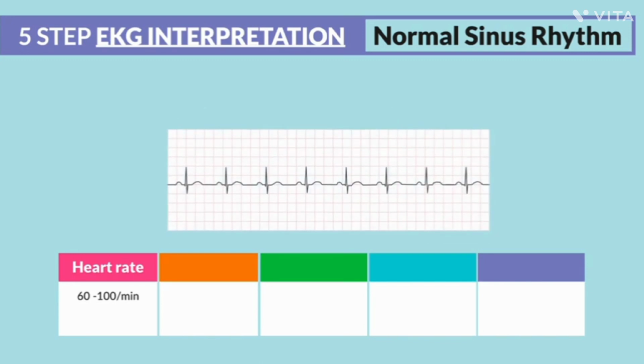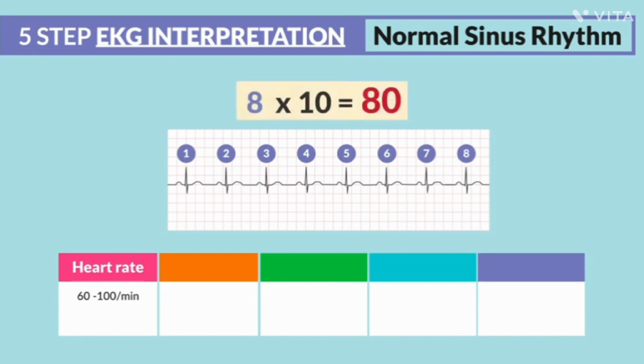Simply count the R peaks. So we have 1, 2, 3, 4, 5, 6, 7, 8. Then multiply by 10, so that's a heart rate of 80. Perfect. The rate is between 60 and 100.